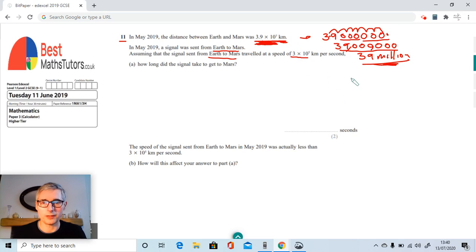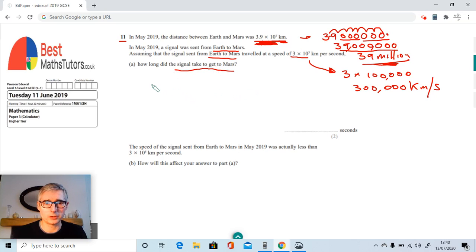And I'll just write down what that would be as well, just so we get an idea of what this standard form means. The way it works is the 10 to the 5 is actually 100,000, because it's a 1 with 5 zeros. So that's where the 5 comes from. So if we multiplied this out, we actually get 300,000. So we're being told that this signal can travel at 300,000 kilometers per second. And we've got to work out how long did this signal take to get to Mars.